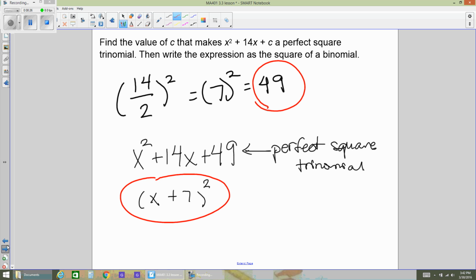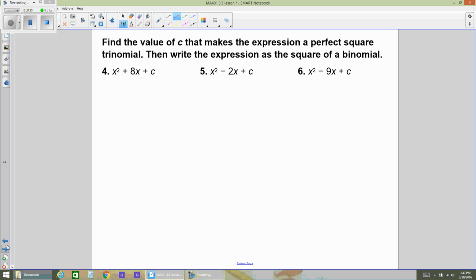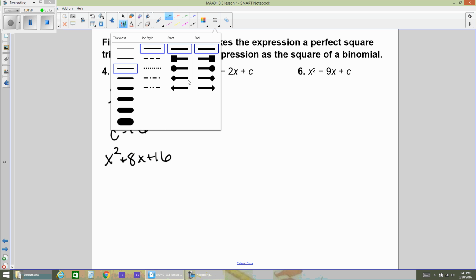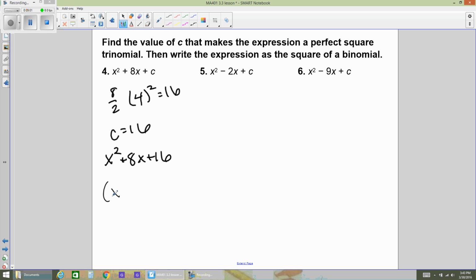Okay, let's try some more. It says find the value c that makes the expression a perfect square trinomial, then write the expression as a square of a binomial. We have x squared plus 8x plus c. So you want to take half of 8, which is 4, and 4 squared is 16. So the value of c would be 16, and it would look like x squared plus 8x plus 16. Now, factor that to turn it into your square of a binomial, and you would just get the quantity x plus 4 squared.